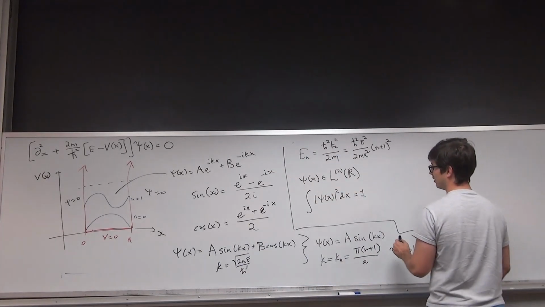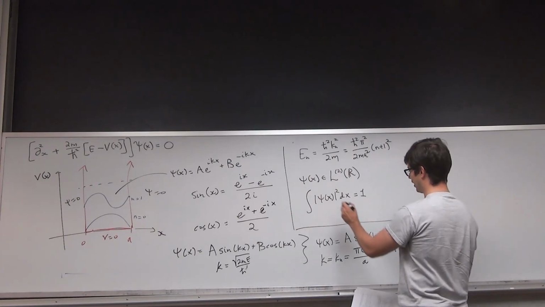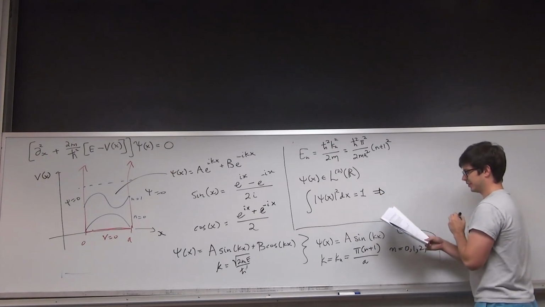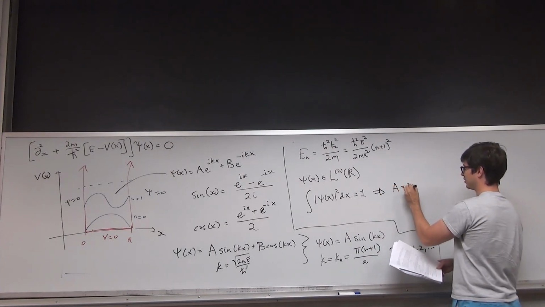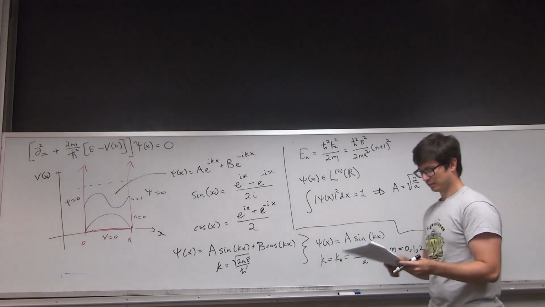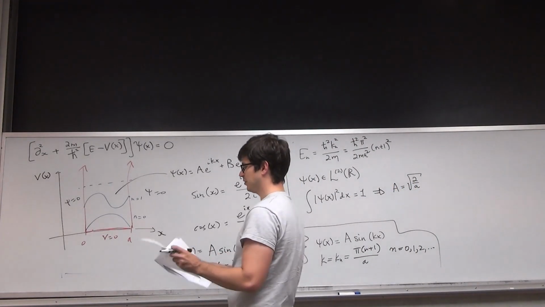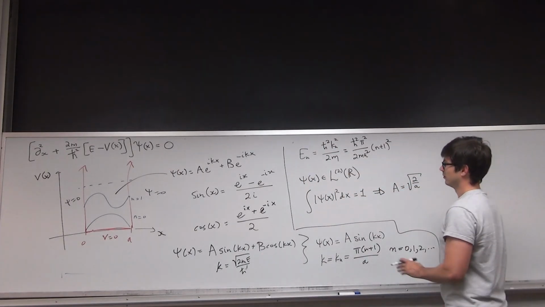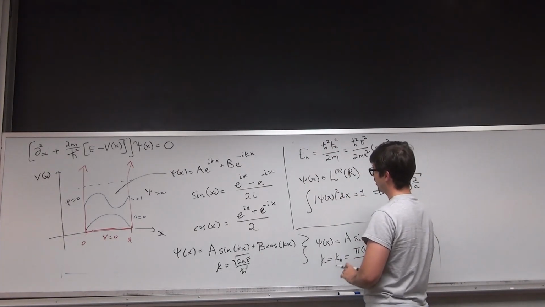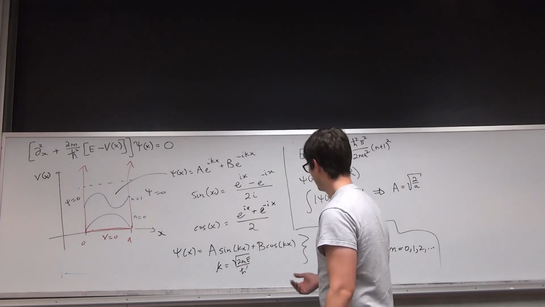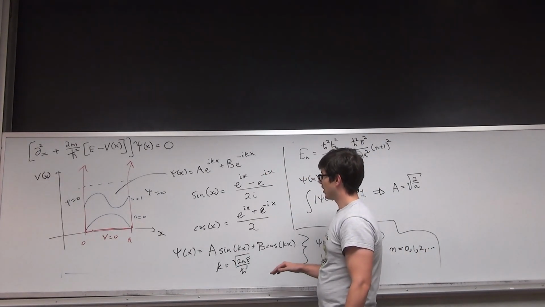And if you do that, if you plug in the sine squared, you'll get a solution that A has to be equal to the square root of 2 over A. So that gives us our wave functions. So how do we know that that's true? Well, because look at what happened here.